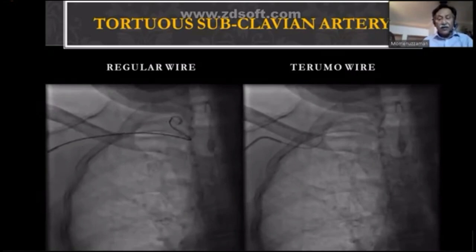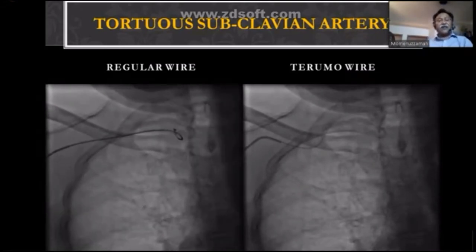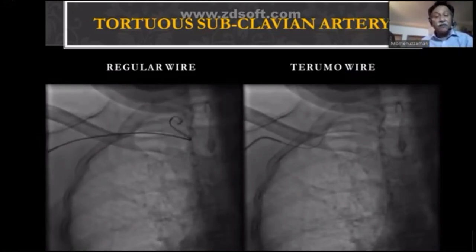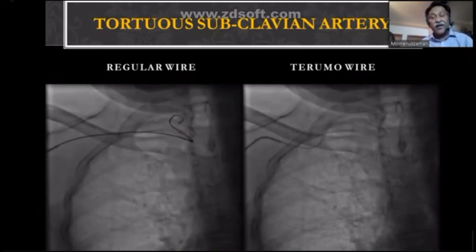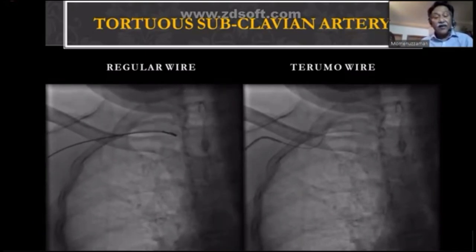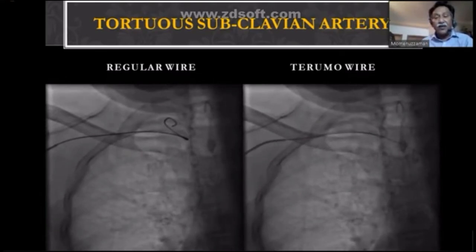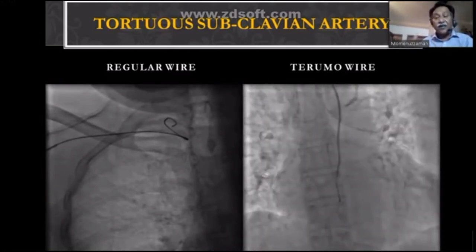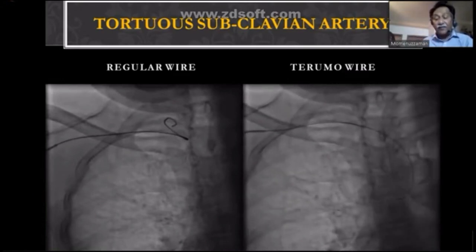Sometimes, while you have gone up to the subclavian, the regular wire may not cross. If you do too much manipulation, the same thing will happen, the radial artery will go into spasm. You can easily avoid it by taking a gliding wire, like a Terumo. It will smoothly cross that obstruction, not really obstruction, it's the angulation and calcification. So it smoothly crosses that resistant area, and you can take the catheter over the wire.